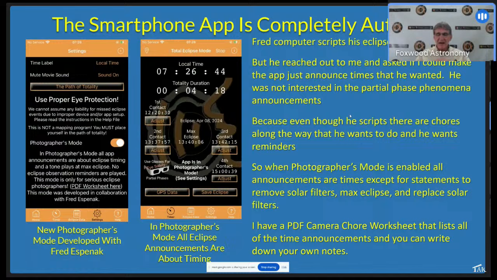And when it's enabled, it shuts off all the partial phase phenomena announcements and it replaces them with timing announcements and actually other timing announcements. So you can write down things that you want to do as a photographer for chores. The only spoken announcements in photographer's mode are a reminder to remove solar filters, a reminder for where max eclipse is, and a reminder to replace solar filters. And again, I have a PDF camera chore worksheet that you can download to write your own custom list of chores you want to do.